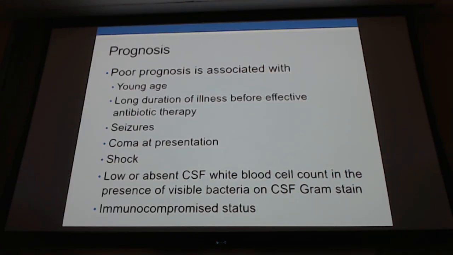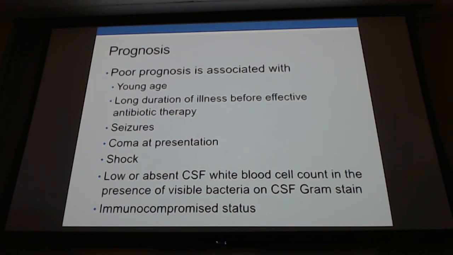Poor prognosis. This should make sense. The younger you are, the worse this outcome is going to be. This should make sense from block 1. Everything goes worse when you were preterm or a young baby. So under a year, particularly, they don't do as well. So young age is bad.